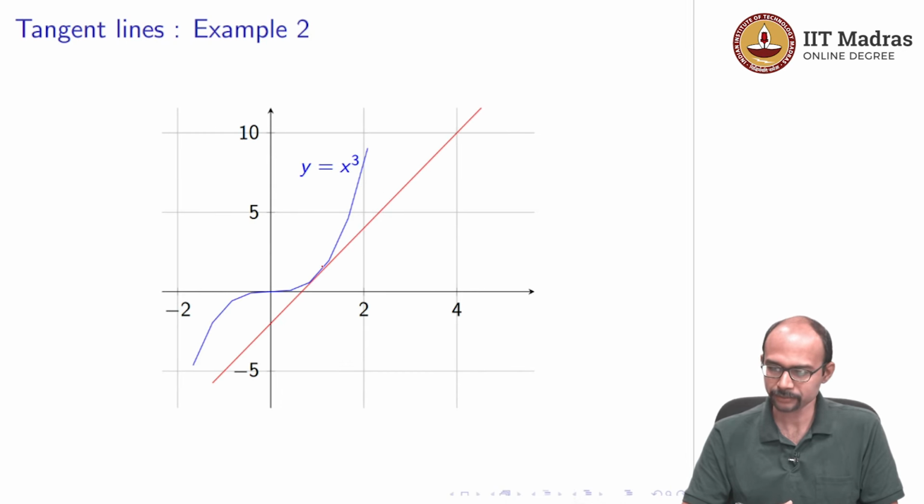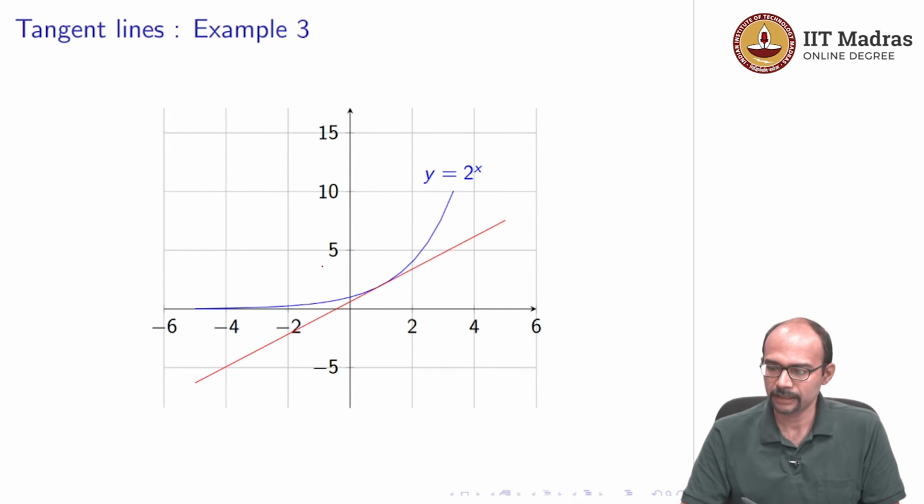Here is an example of y is x cube and a tangent line to that, and here is an example of the exponential function y is 2 to the power x and a tangent line to that. Okay, so this was mainly to recall ideas that have been studied in some detail in Maths 1. So if you feel somewhat uncomfortable, please do go back and check your Maths 1 videos or the tutorial problems.